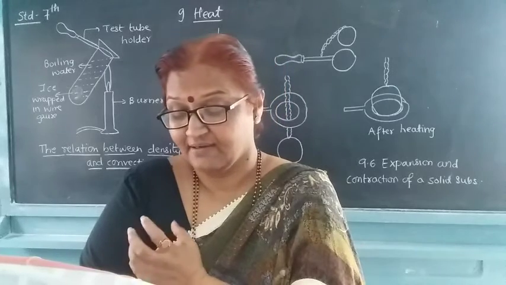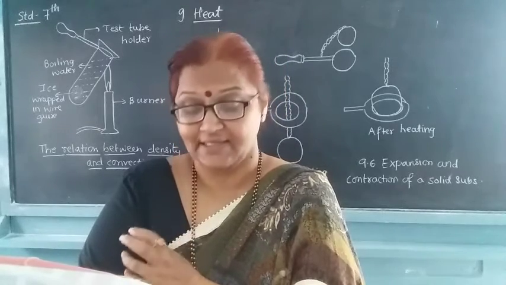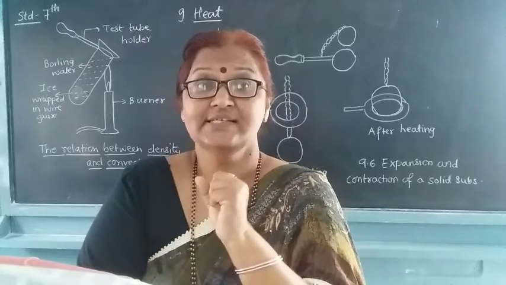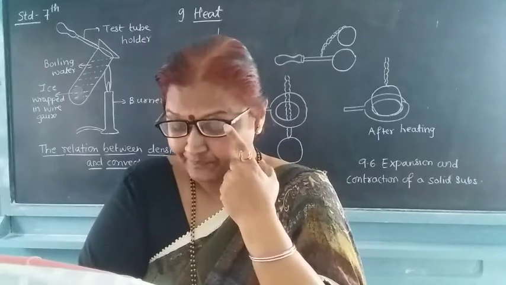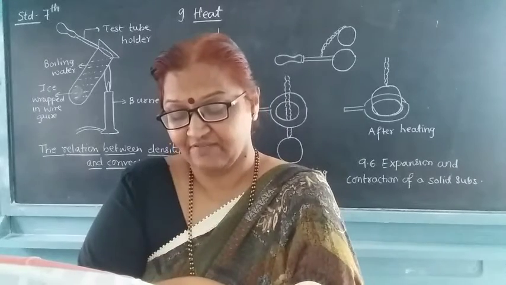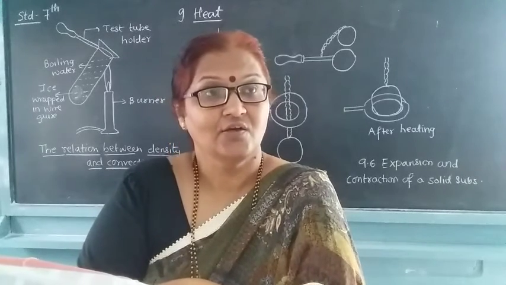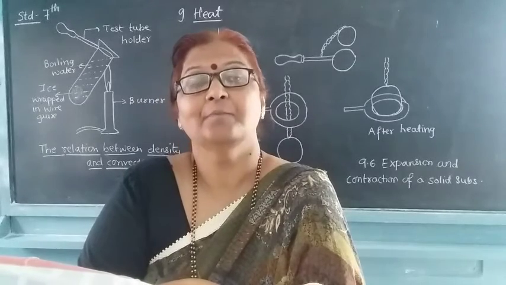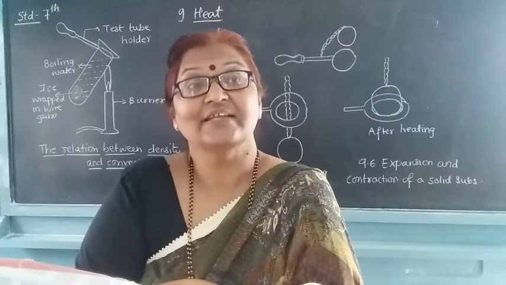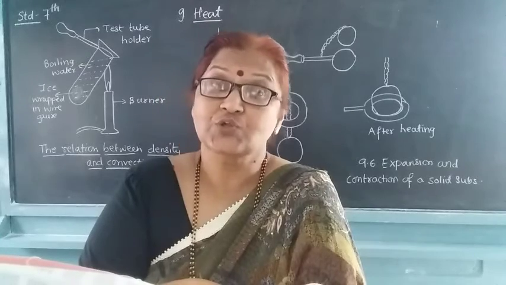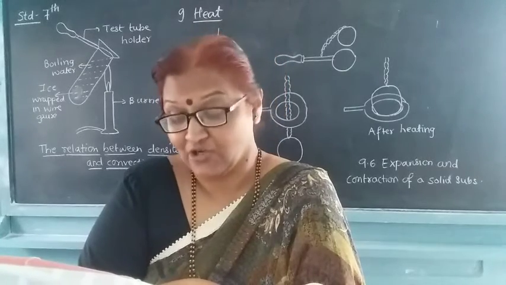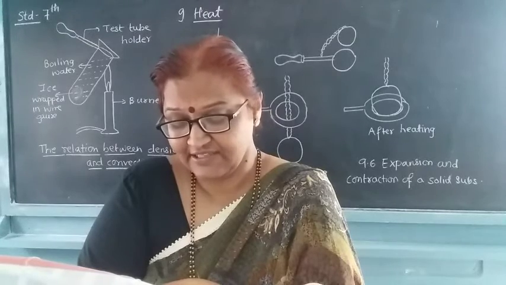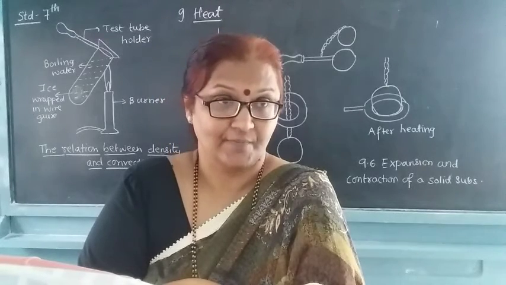What you have to do? You have to take a metal ring and a metal ball. The ball should pass easily through this metal ring. Then heat the ball and check whether it passes through the ring. Now you have to heat the ball with the burner, and you have to see whether the ball passes through the ring or not. Now let the ball cool down and check whether it passes through the ring or not.